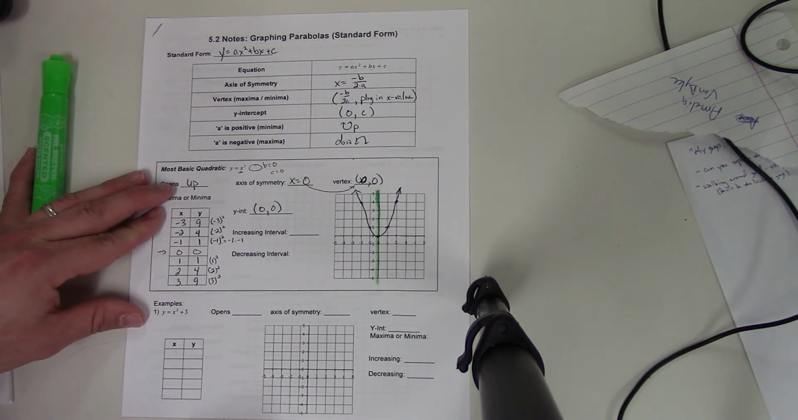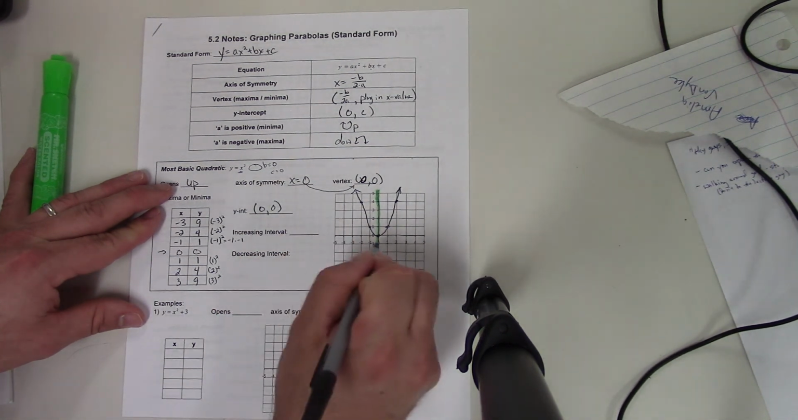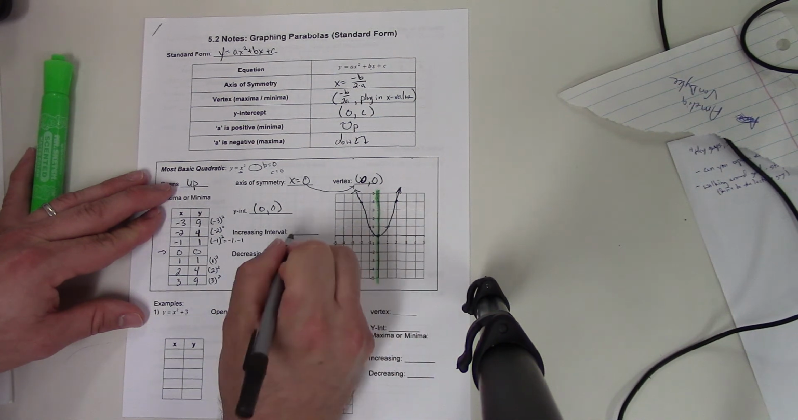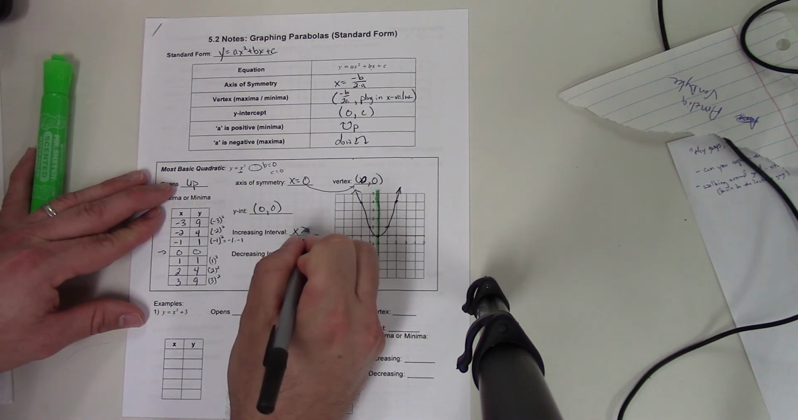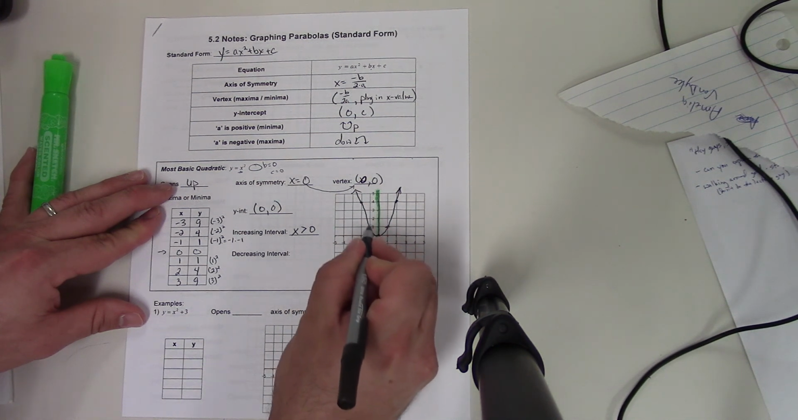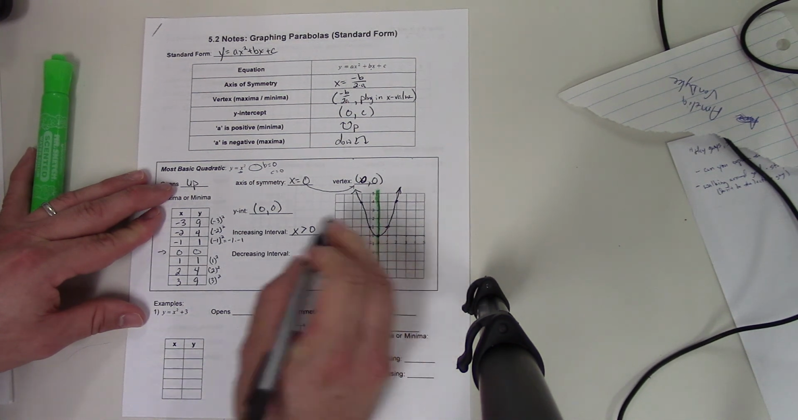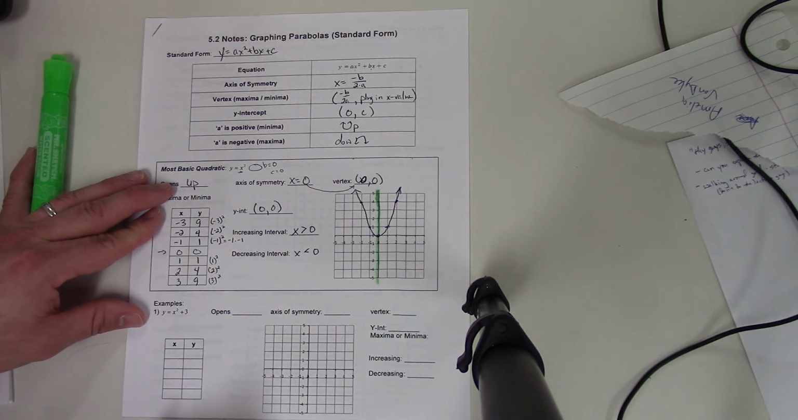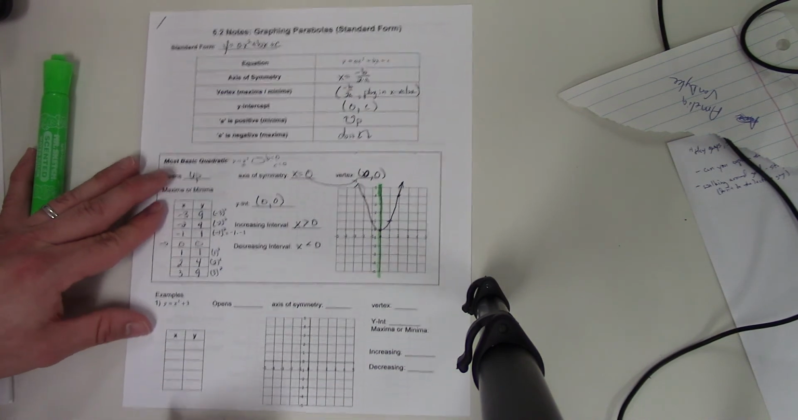Where is this increasing? Well, it's increasing, again, from the minimum up, so when x is greater than 0. It's decreasing, well, it's going downhill until I get to the minimum. So it's decreasing when x is less than 0. So far so good. Let's see another example here.